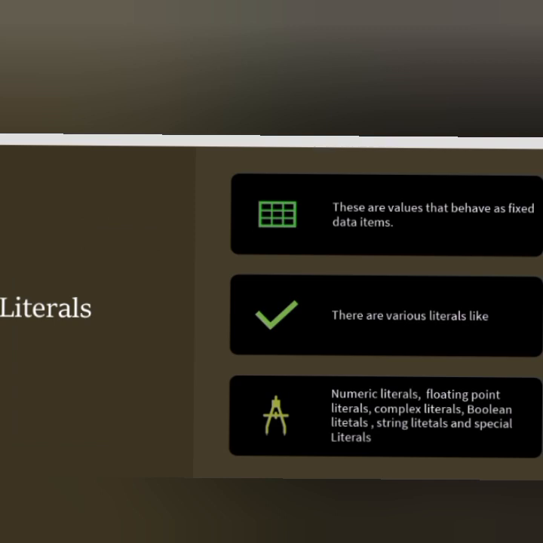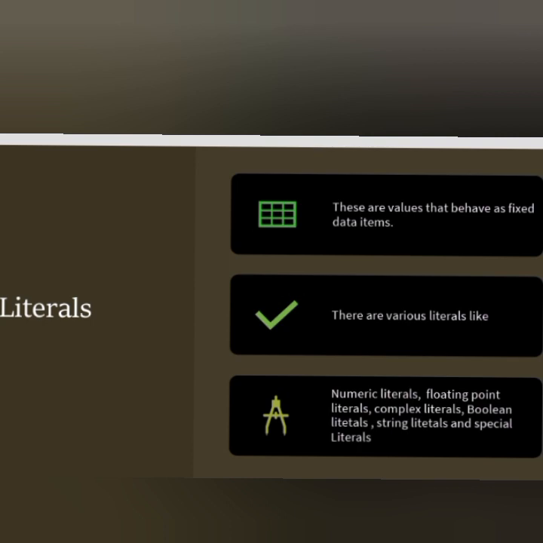Then comes literals. Literals are the values that behave as fixed data items. So for example, if you write a = 5, that 5 value is a literal. Literals are of various types as I have given here: string literal, numeric literal, Boolean literal, special literal, floating point literals, etc. So we are going to look into them one by one.